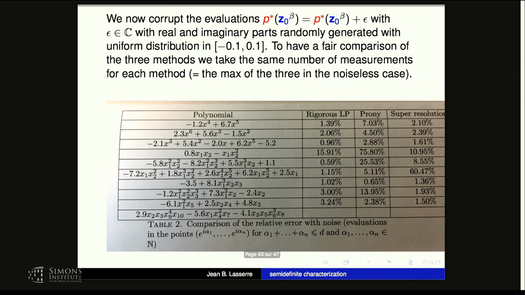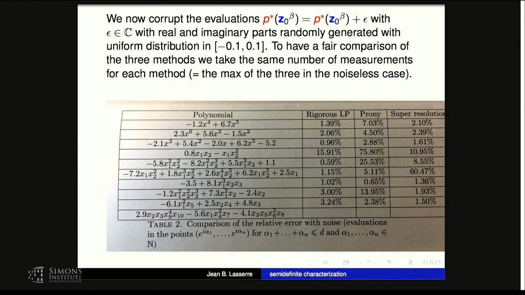And if you now corrupt your data with some noise, even relatively high, for example here the noise was uniformly distributed in this interval, so it's quite a large error in your evaluation. Then you solve your rigorous LP or your super resolution or Prony. You get something, and you look at the error you have with the original polynomial that you had in your black box, and you see that indeed Prony is not that sensitive to error, okay? And it's quite comparable to super resolution.